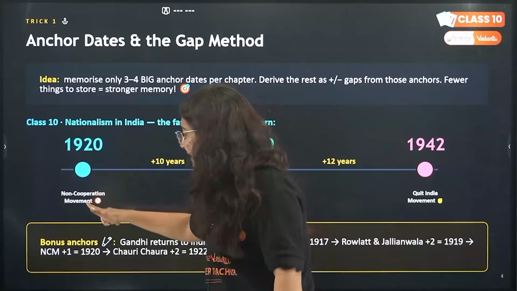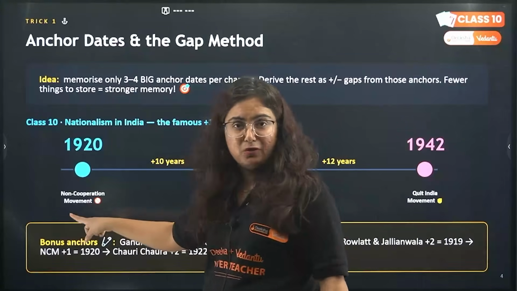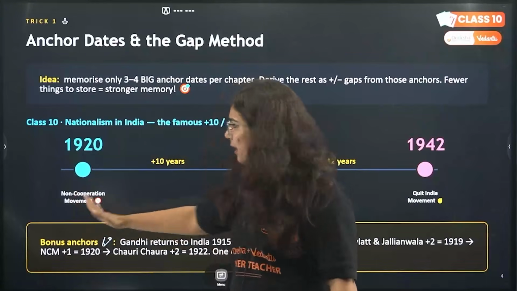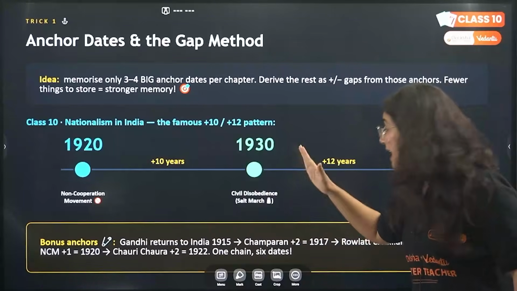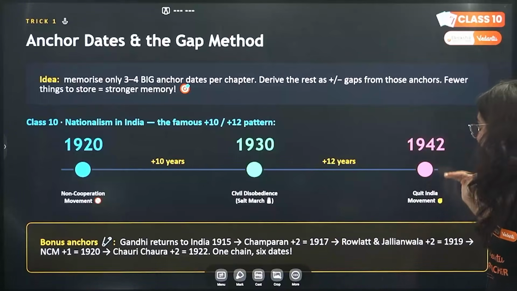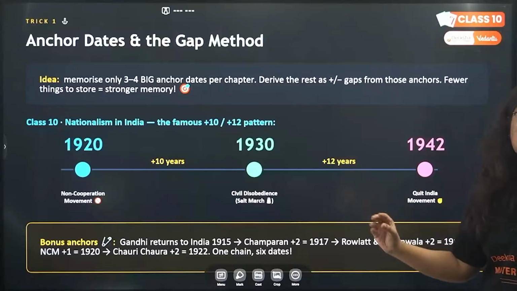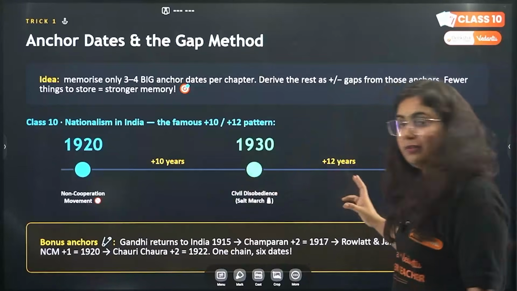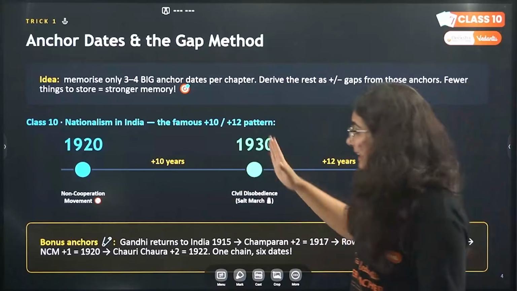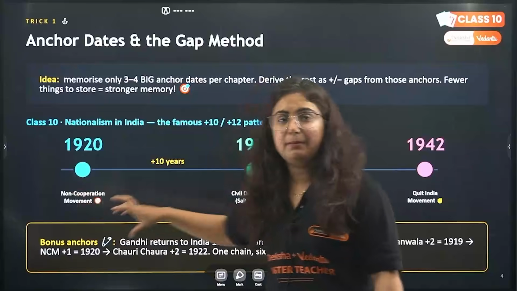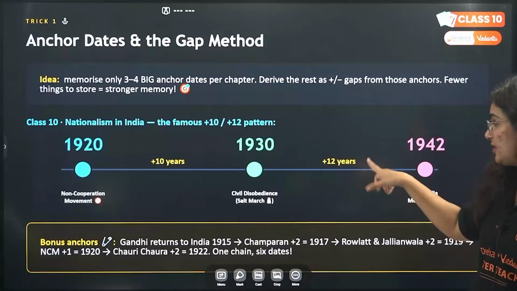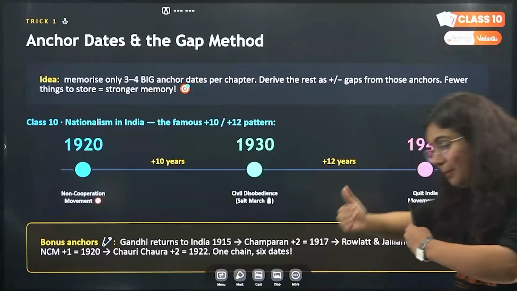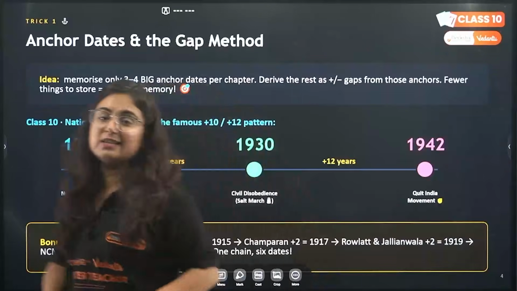So, in 1920, the non-cooperation movement started. Okay? After 10 years, the civil disobedience movement started. After 12 years, in 1942, the Quit India movement started. So 10 plus 12, will you remember it? Again, this is a pattern, beta. NCM plus 10, CDM plus 12, Quit India movement, sorry. Okay? When you make these patterns, it is retained in your memory.